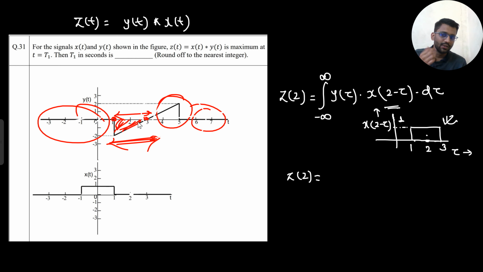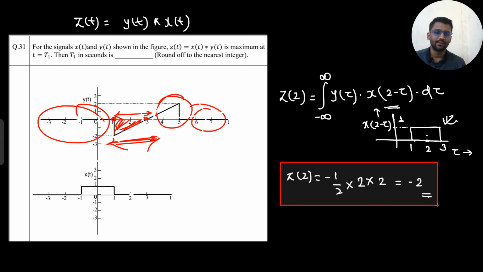So 0, 0, 0. Only this function will be multiplied with 1. So the area will be half into base into height. Half into base is 2, into height, height is also 2. But the area is negative, so a negative sign will be there. So the area will be minus 2. Okay, so the value of z of 2 is minus 2.